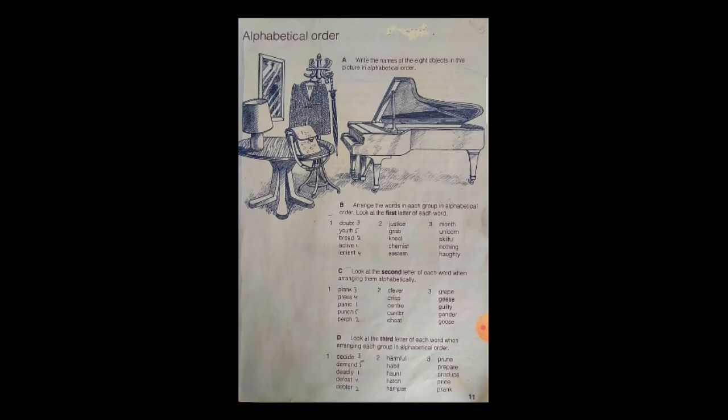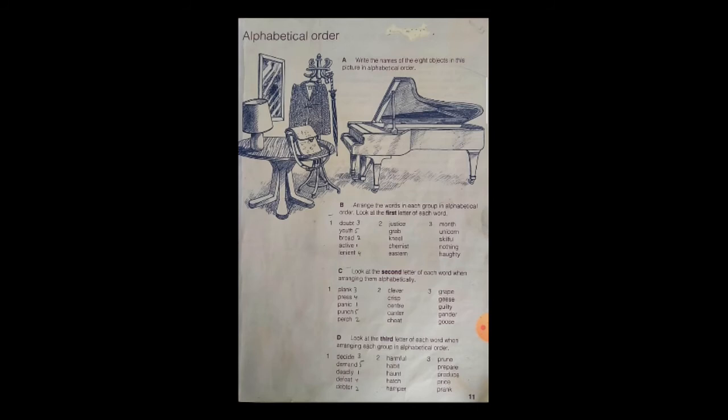Now come to exercise B. Arrange the words in each group in alphabetical order. Look at the first letter of each word. We have to arrange these words according to the first letter. For example, look at list 1. The words are doubt, youth, broad, active, lenient. So we have to find out the word which starts with A. So the word is active.